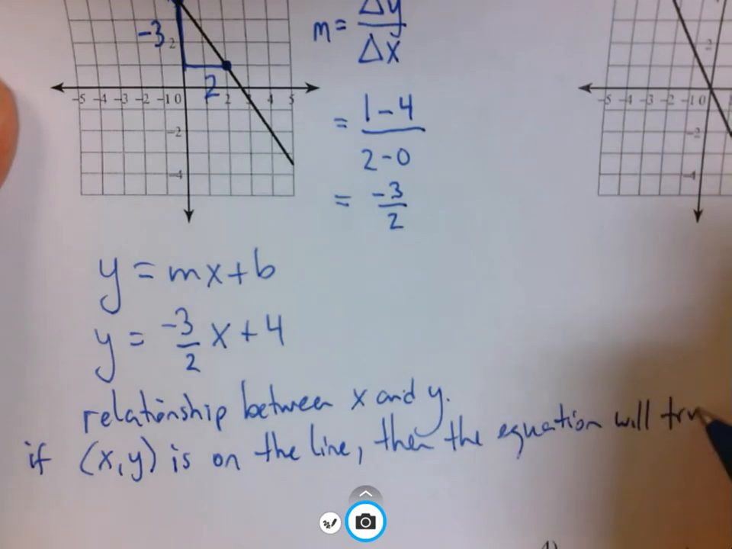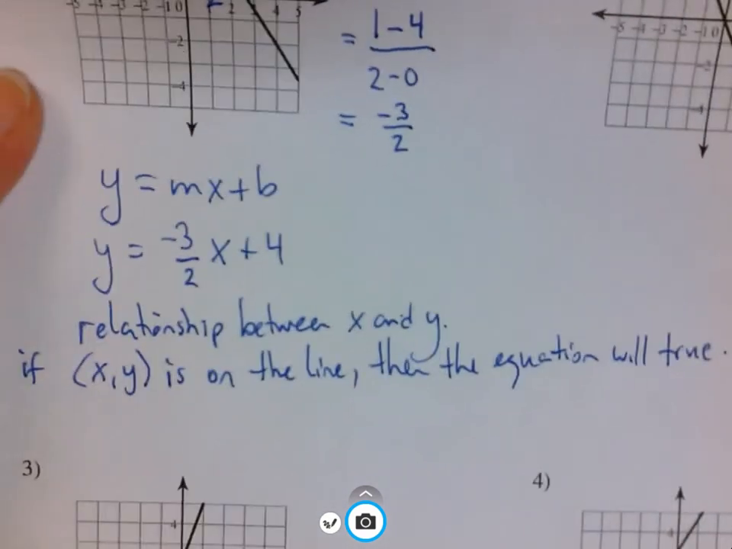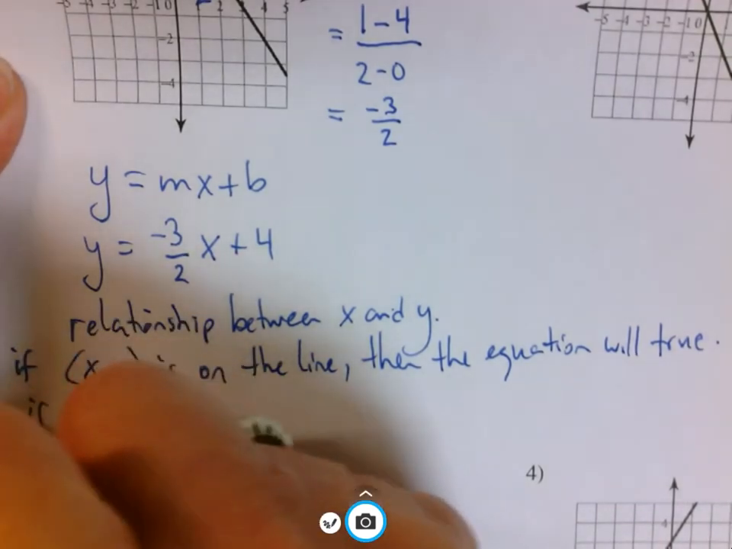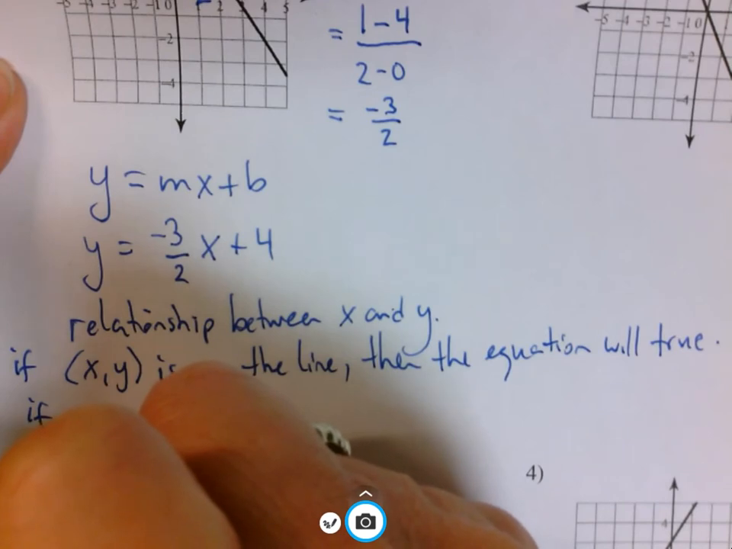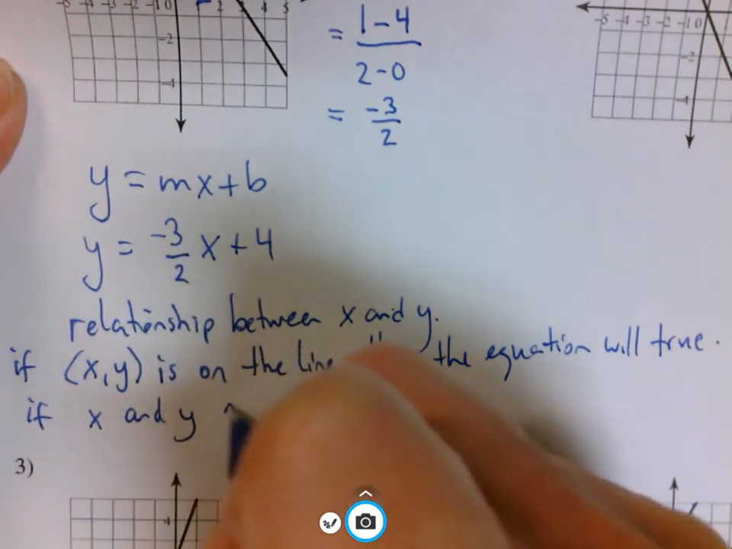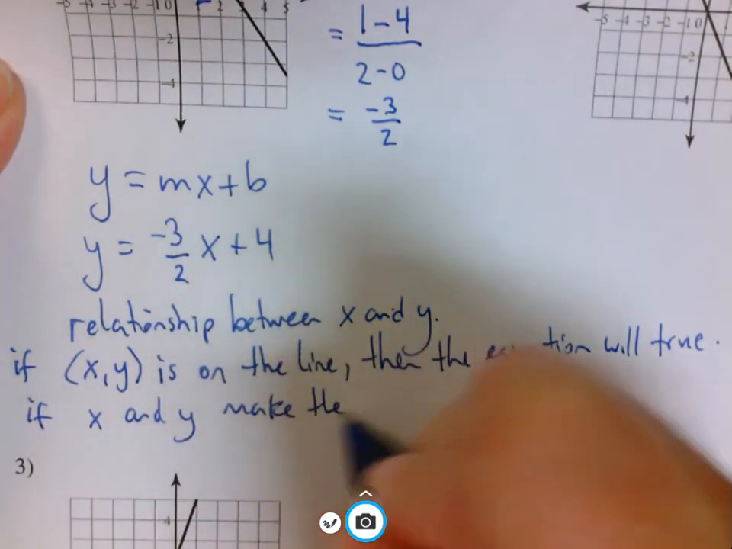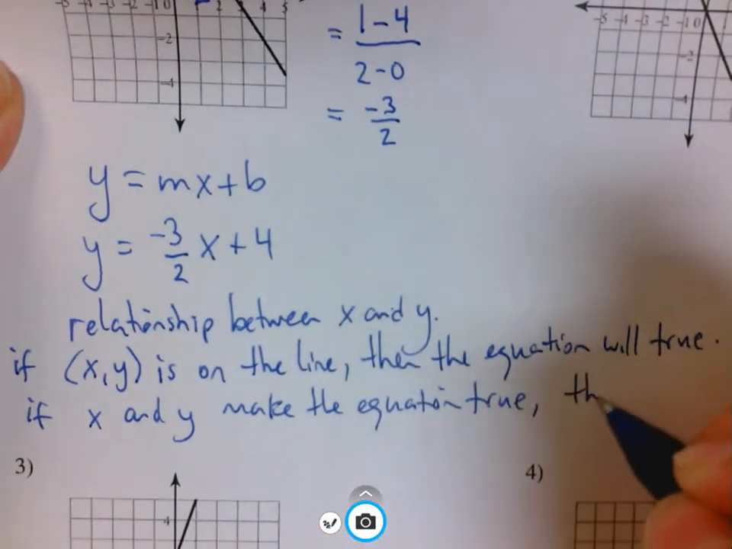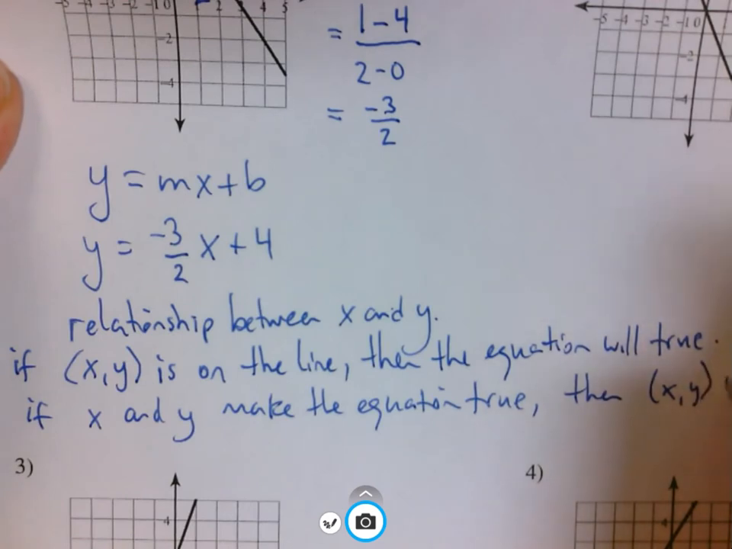So if you sub in your x's and your y's, you see the equation will be true. And the opposite is also true. If x and y make the equation true, then the point (x, y) is on the line.